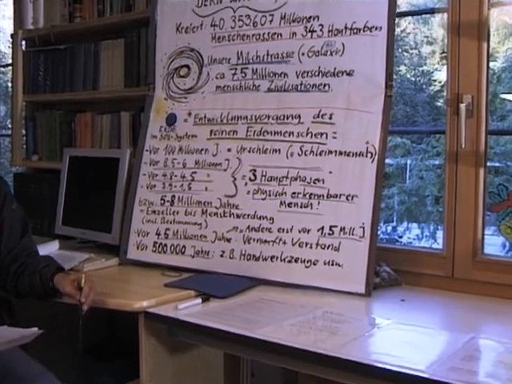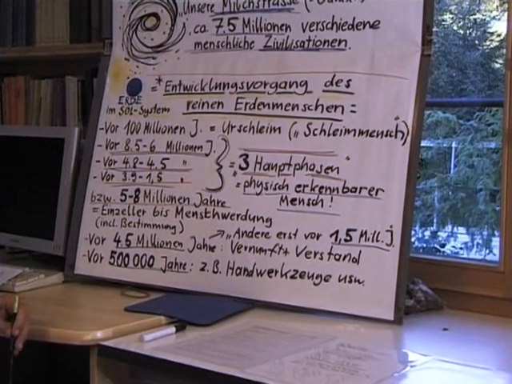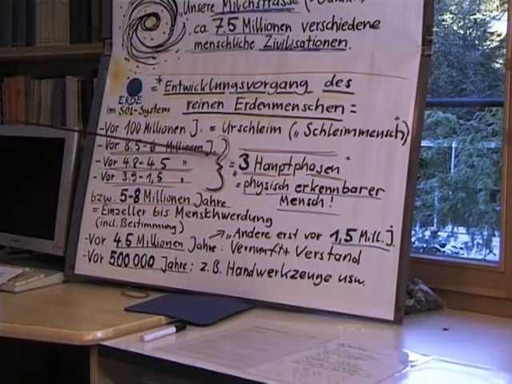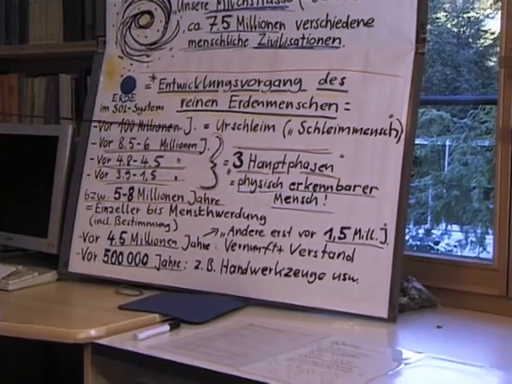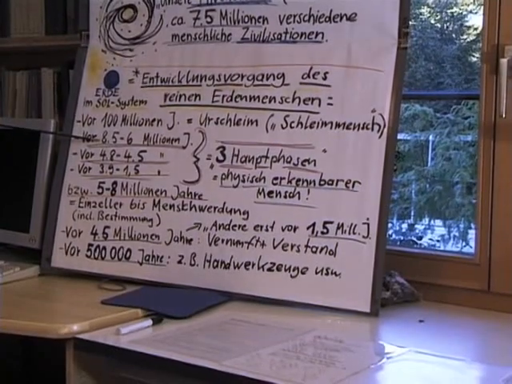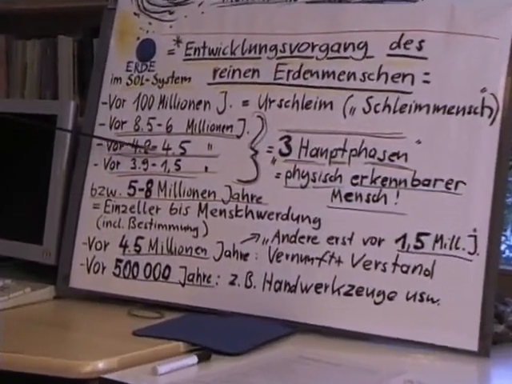The process of development of the pure Earth human, that is to say, his coming into being, can be classified into three principal phases when it concerns a physically recognizable human. As for example, 8.5 to 6 million years ago, 4.8 to 4.5, and 3.9 to 1.5 million years ago.